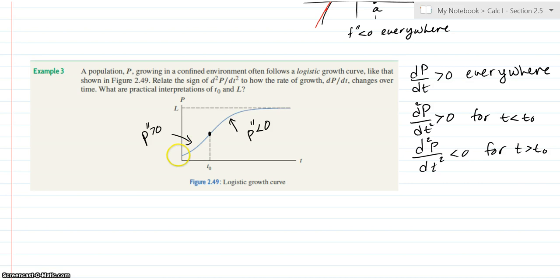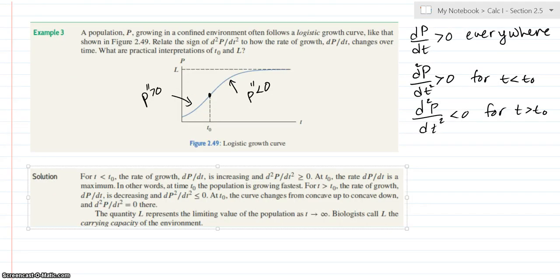So if you notice, let's look at the rate of change. Let's relate the rate of change to the second derivative at that point. If we look at this, it's increasing, and then it starts slowing down. So it looks as if that's where the derivative is at a maximum. If we look at the solution in the book, when t is less than t0, it says that the derivative is increasing and the second derivative is also increasing. We had that. Right at t0, what happens is the derivative is at a maximum. In other words, at t0 the population is growing at the fastest rate at that spot.